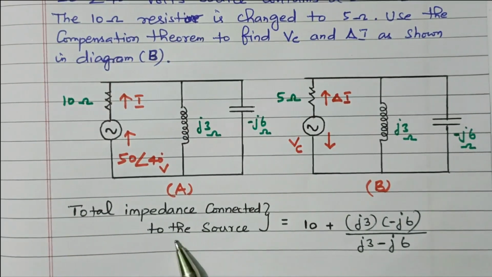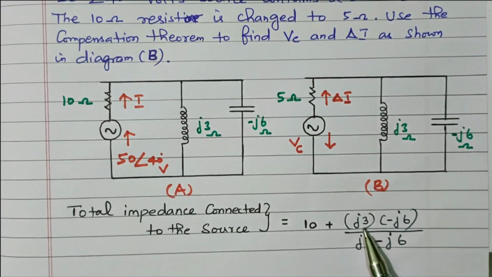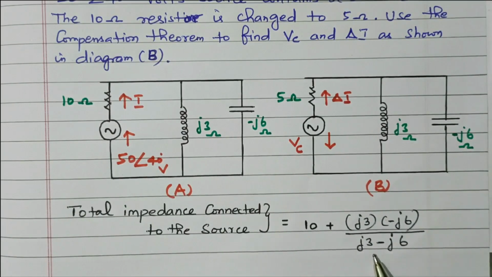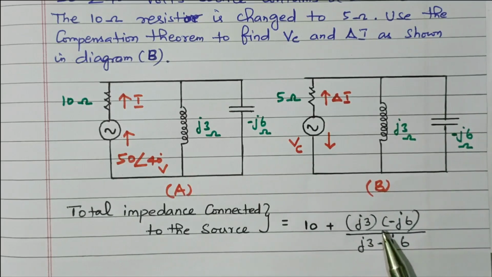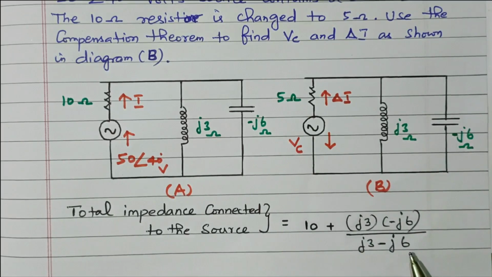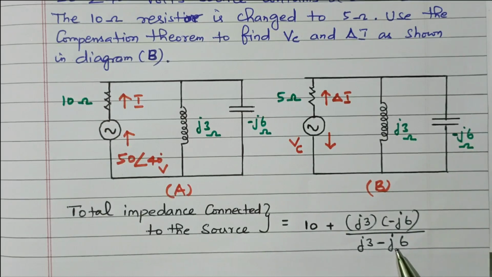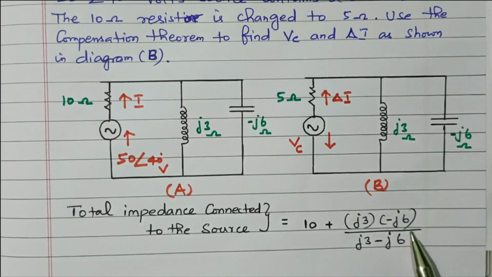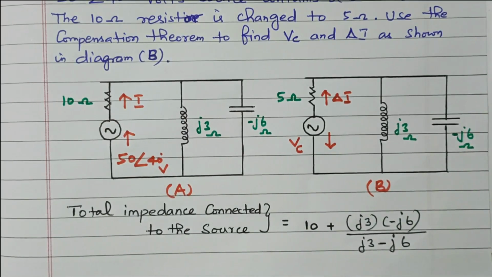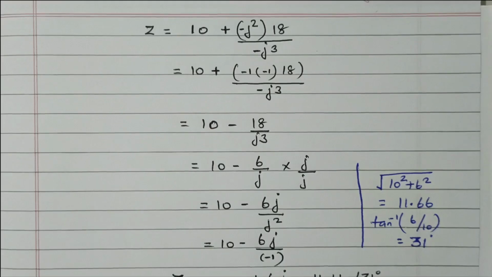So the total impedance connected to the source is this j3 inductor and minus j6. Both are connected in parallel, right? So R1 into R2 divided by R1 plus R2. That is the formula while connecting in parallel. So j3 into minus j6 divided by j3 minus j6, plus 10. This parallel combination is connected with the 10 ohm resistor. Now we'll go to the further simplification.